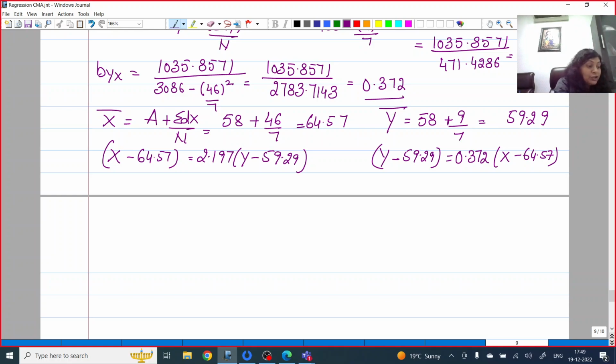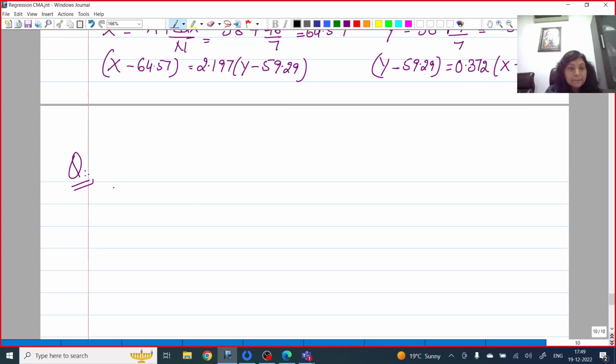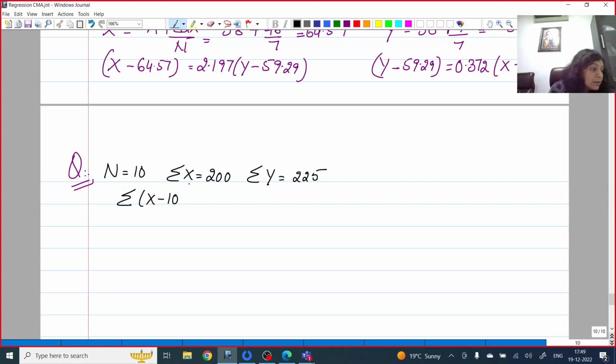Now, sometimes there may be questions like this. There may be one more question which you must know. The question is n equals 10, summation x equals 200, summation y equals 225. No, this is not the scenario. I will take another example in which I'll explain the actual mean method, how we can apply the actual mean method in certain situations.